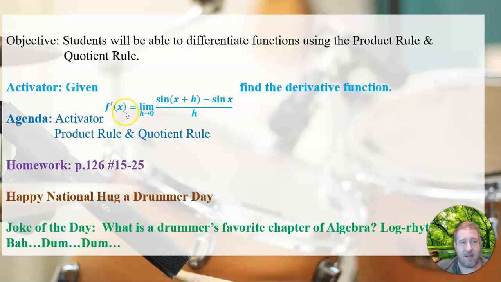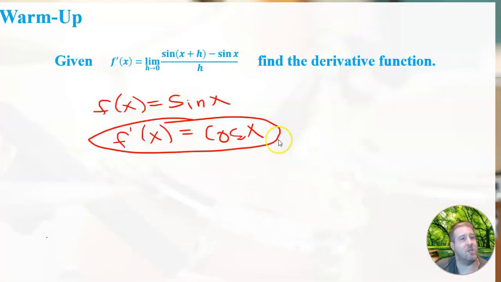It says the f prime of x, which means the derivative with the limit, as this is the definition of derivative using limit notation. This function literally is just sine of x. So the derivative of sine of x, if that is the function, would be cosine of x. And that's just the answer.